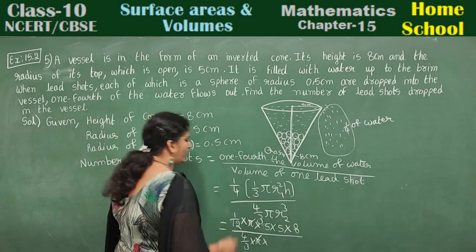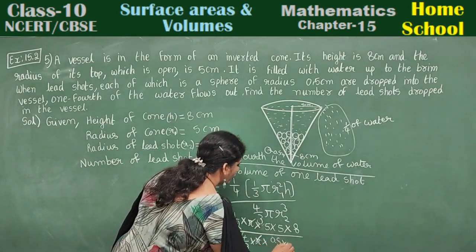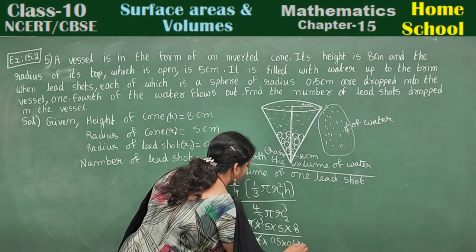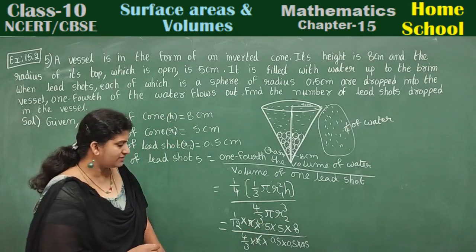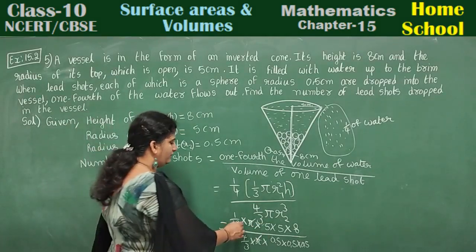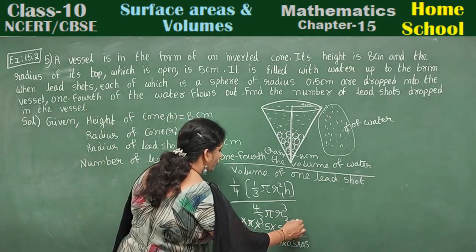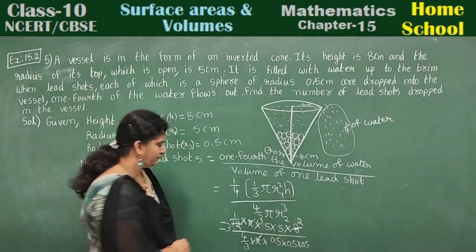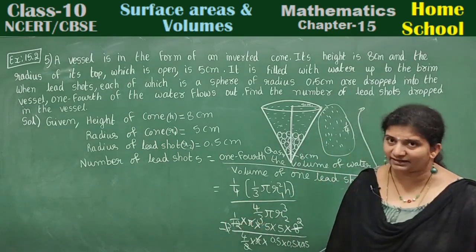R2 value is 0.5. So write this as 0.5 into 0.5 into 0.5. Instead of multiplying, better split like this and cancel. Now will it cancel? Yes. 4 3s are 12. 4 2s are 8. Observe here, children. This 3 and this 3 will be cancelled.